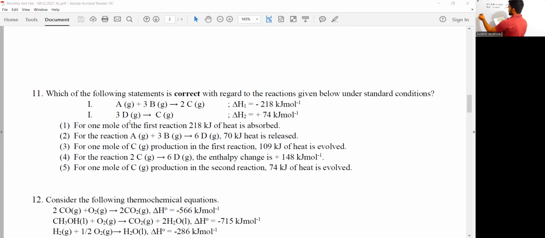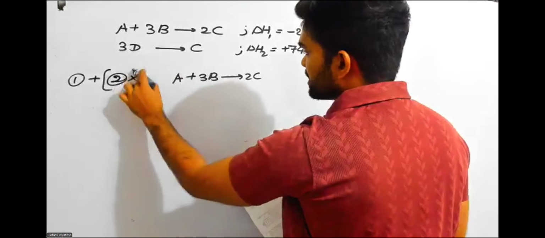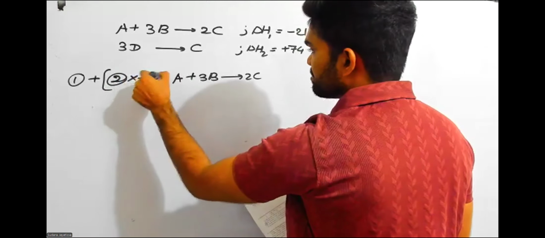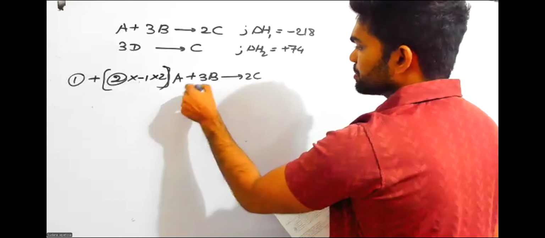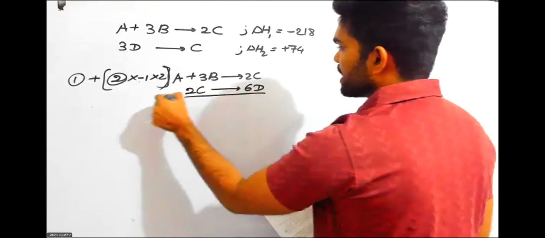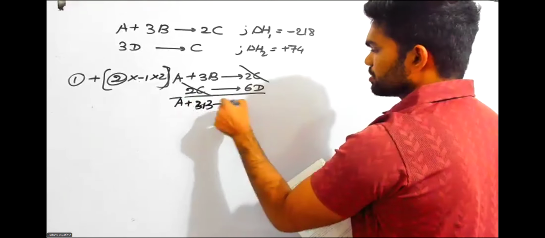So what should you do? Multiply the second equation by 2 and add to the first equation. So the first equation is A plus 3B goes to 2C. And if you multiply the second equation by 2, you need to reverse it too, right? Reversing and multiplying by 2. If you reverse the second equation and multiply by 2, it should be 2C and 6D. So now if you add, you can see 2C get cancelled. A plus 3B goes to 6D.